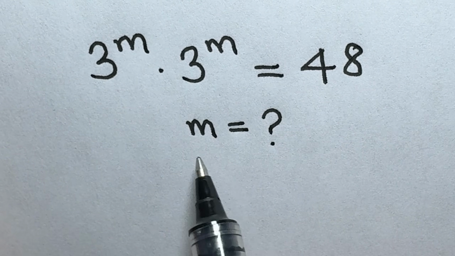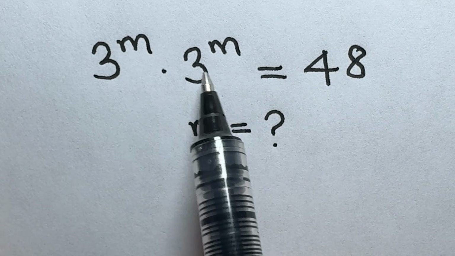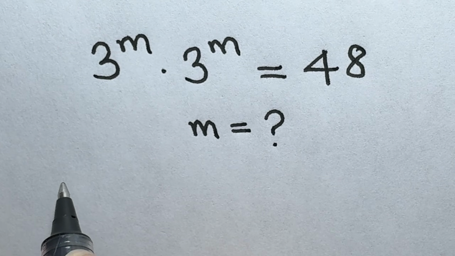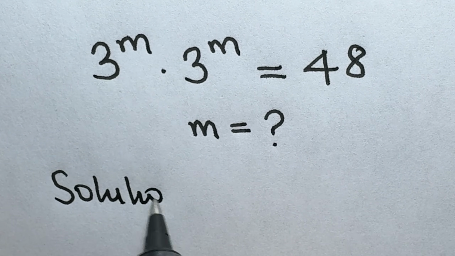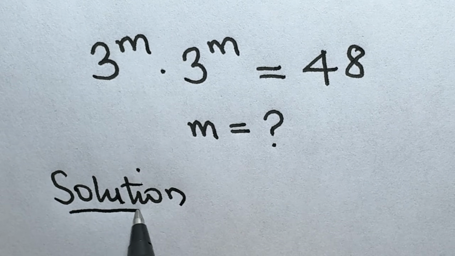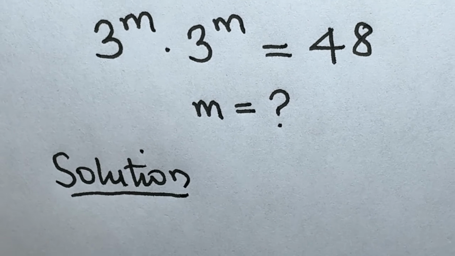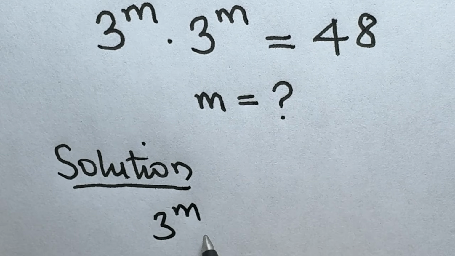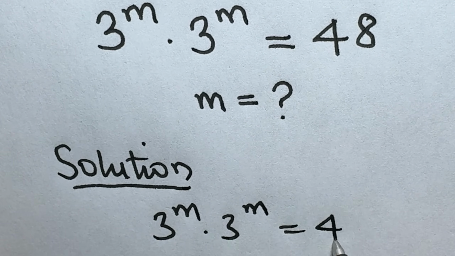In this video, we want to solve for m given 3 raised to power m times 3 raised to power m is equal to 48. We are given 3 raised to power m times 3 raised to power m is equal to 48.